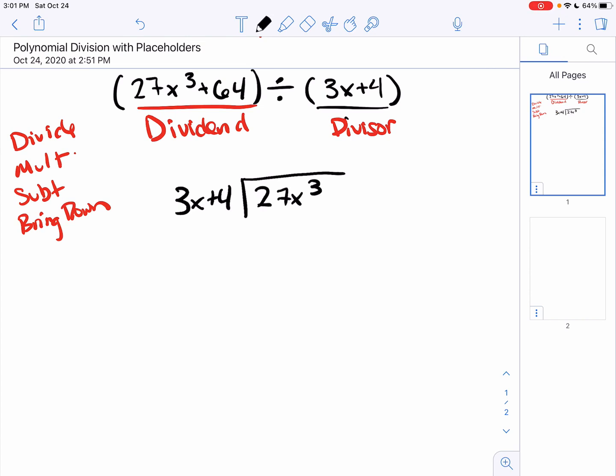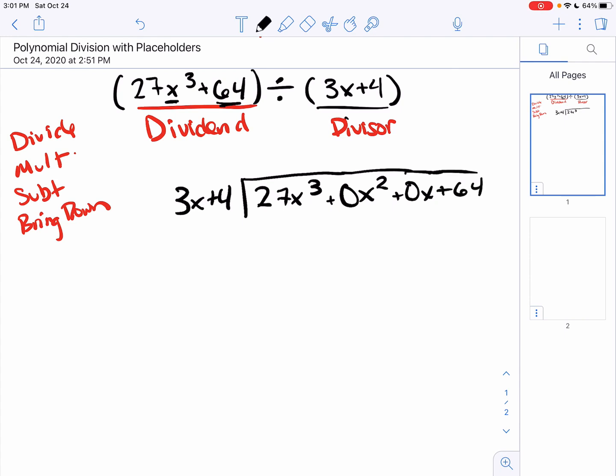But there's one problem that we have to deal with before we can actually set up our long division bar. If you notice, we do not have anything that's x squared. We only have x to the third and a constant. We have nothing that's x squared, and we have nothing that's x. So, to make this easier for us, we're going to add in a 0x squared and a 0x.